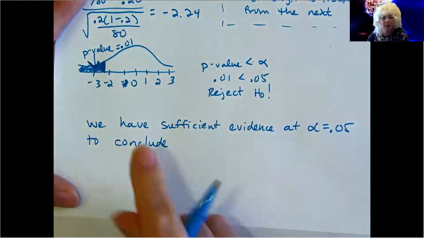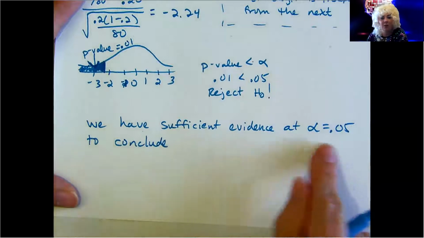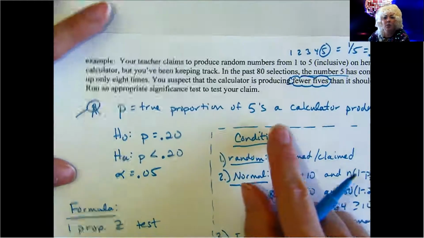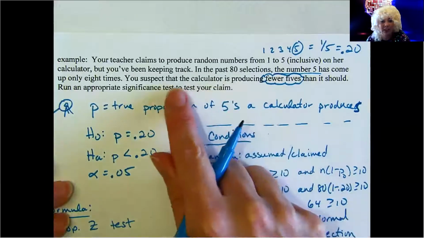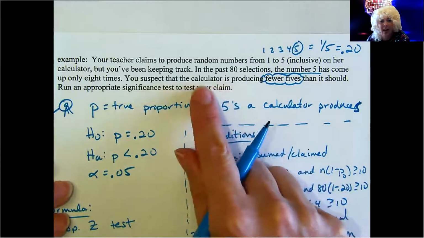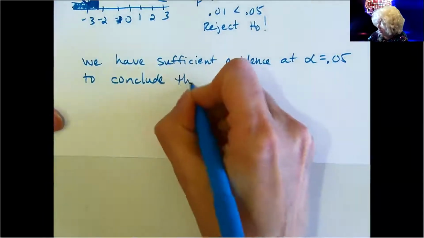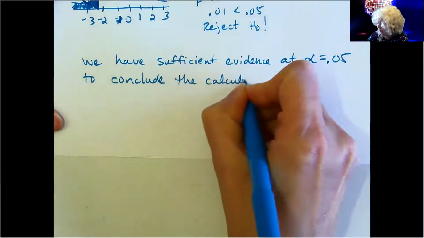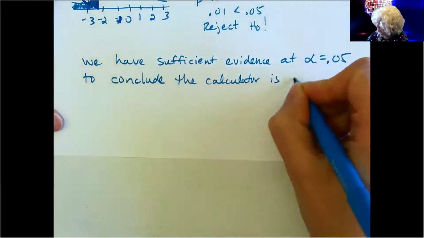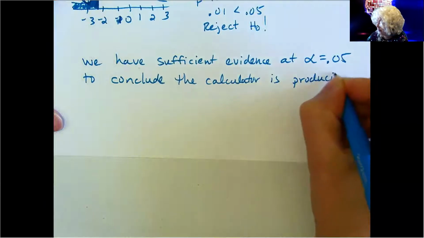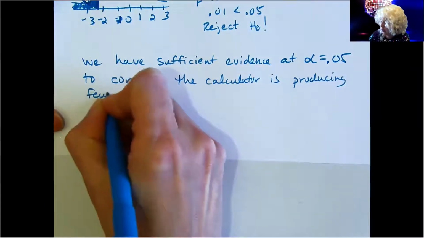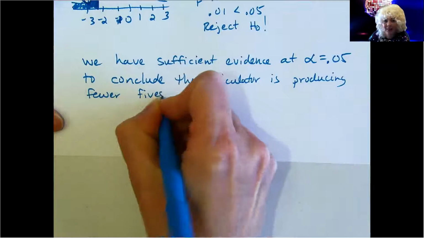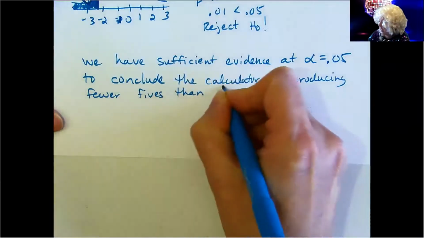All right, let me pause there. We have sufficient evidence at alpha equals 0.05 to conclude, and here's where you can just steal the language from the sentence. All right, this is our conclusion. The calculator is producing fewer 5s than it should. To conclude, the calculator is producing fewer 5s than it should.